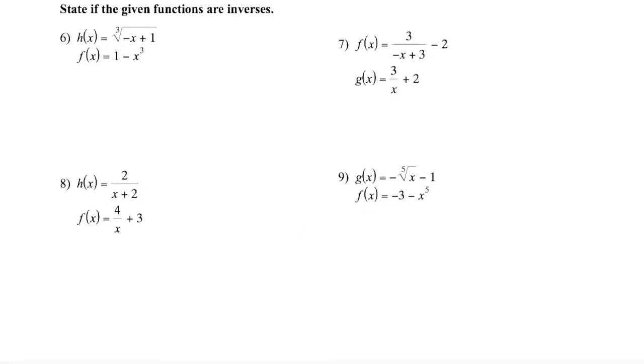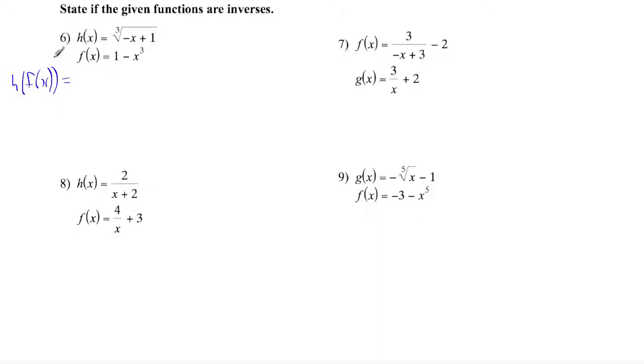And the next part is verifying these are inverses of one another. So again, what we need to do is find the compositions of the two functions. So for number 6, I need to find h of f of x and f of h of x. And again, these should both reduce to x. If either one of them doesn't, I can stop. They are not inverses. And that's it.